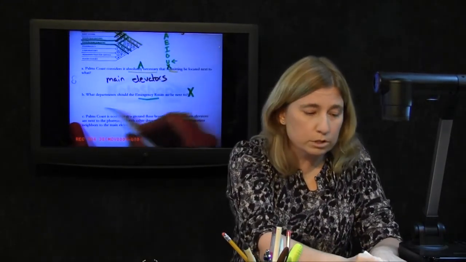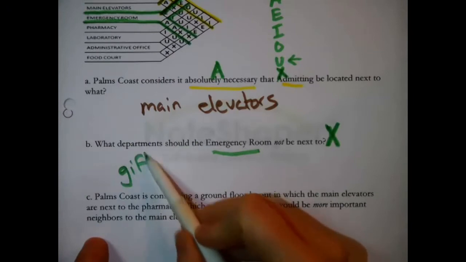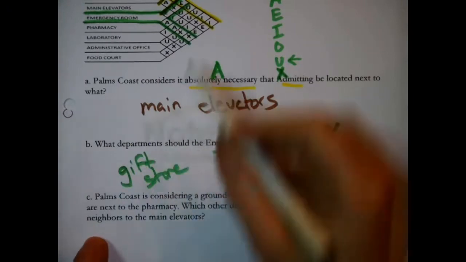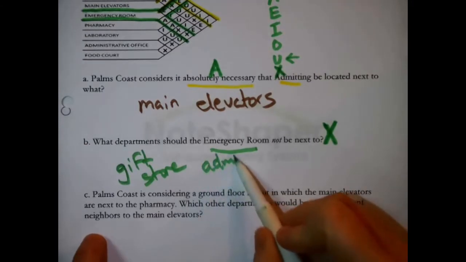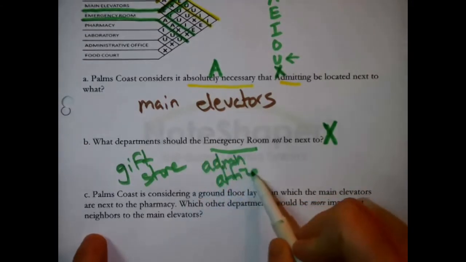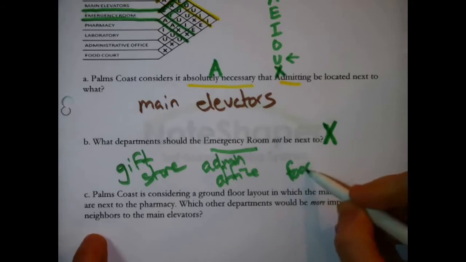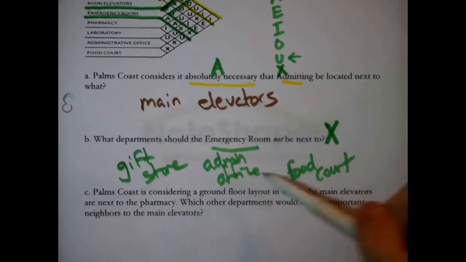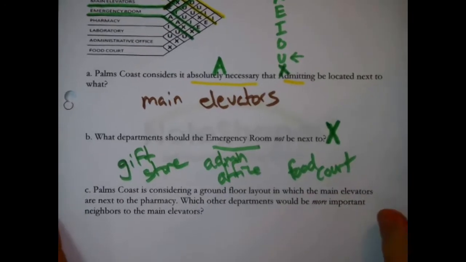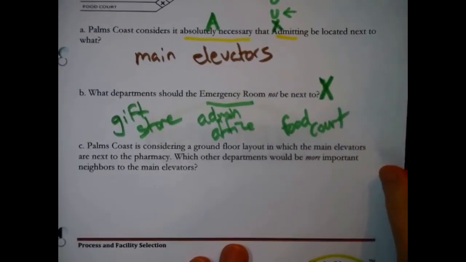Where should the emergency room not be located next to? The gift store. That was on that upper leg, so to speak. And then the admin office and the food court. That's what this diagram is indicating. Please do not put the ER next to any of these three things. Okay, fine. Now, last question.